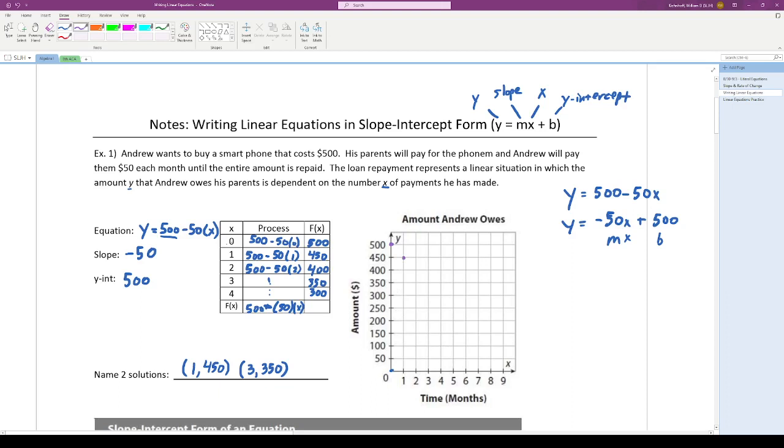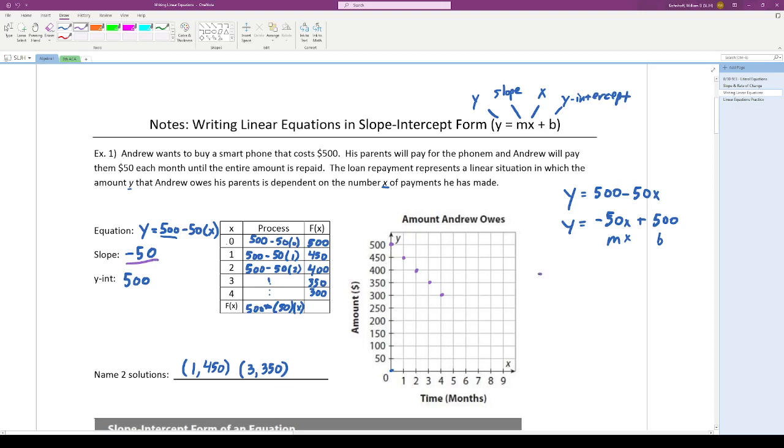Our next point would be 2, 400, then 3, 350, then 4, 300, and so on. You see that we're following the same pattern each time. Our change in y is, sorry, negative 50 because we're dropping. So that was our slope, negative 50, for every time we go one step forward on x.